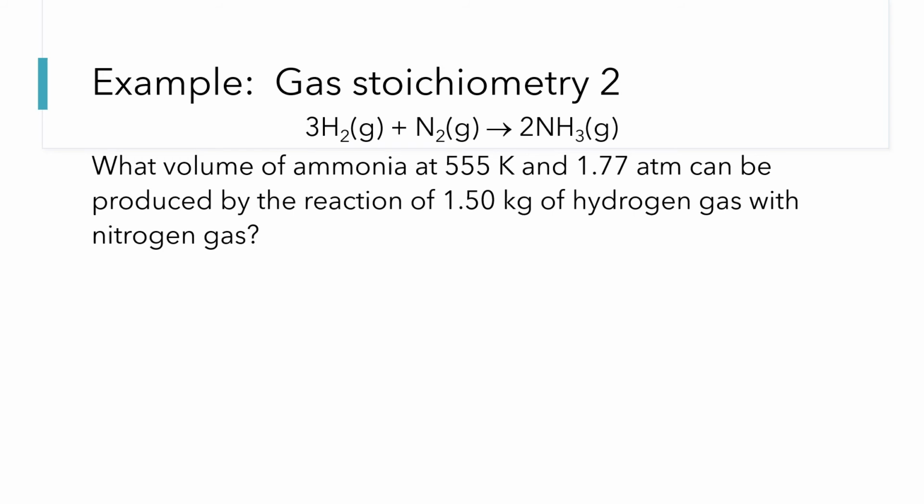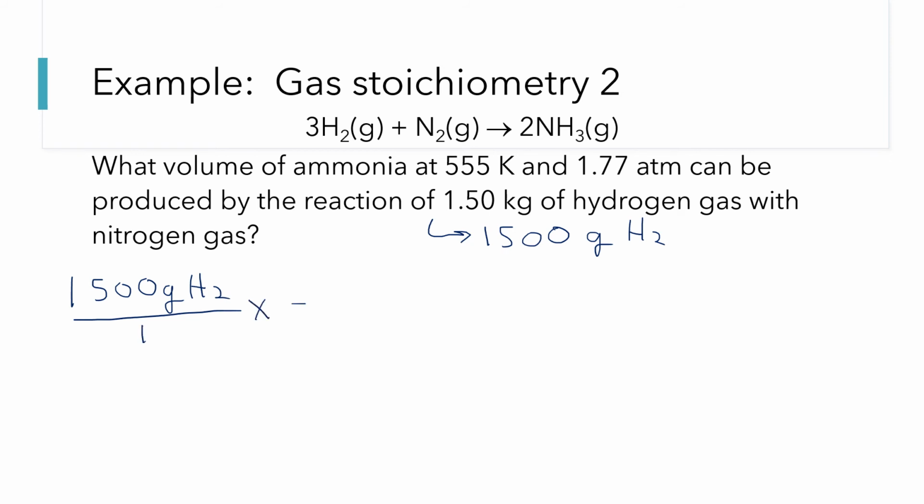So that 1.5 kilograms is the same thing as 1,500 grams of hydrogen gas. So 1,500 grams of H2. Now I want to do reaction stoichiometry to convert those grams of hydrogen to moles of ammonia. Once we get that answer, that's when the ideal gas law will come into play.